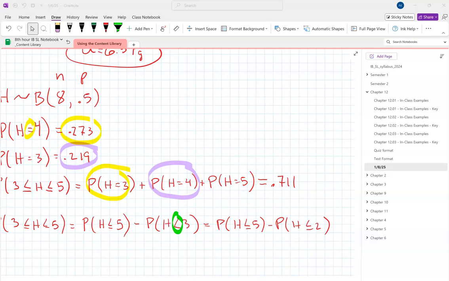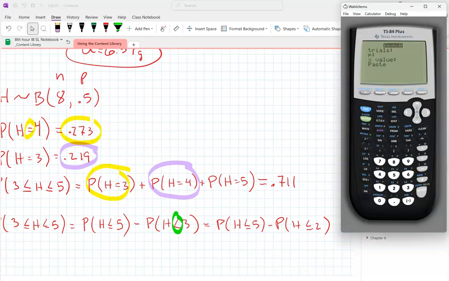And now I've got it into a spot where I can do this. So 8.5 and then 5. Input that in. Now do minus distributions binomial CDF 8.5 and then 2. And there I've gotten the same number.